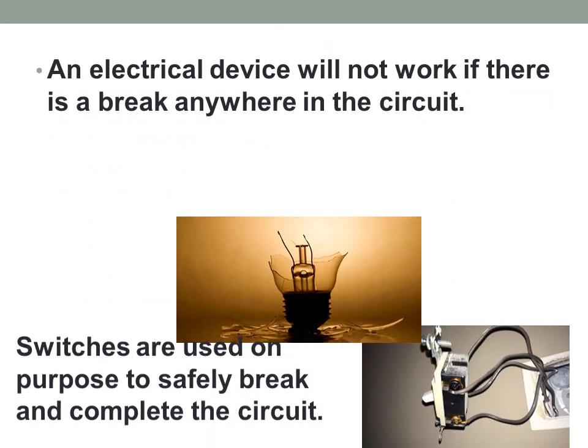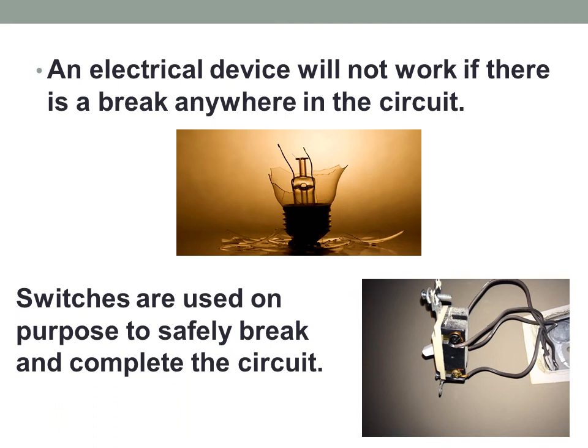So an electric device will not work if there is a break anywhere in the circuit: in the light bulb, a cut in the wire, maybe the battery is not working well, and the electricity cannot flow. Okay, and here this is a switch that I can use at home to make the lights turn on and off, right? So I use it on purpose to safely break and complete the circuit.